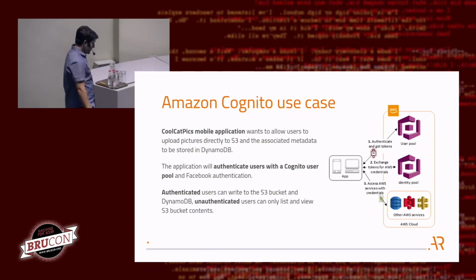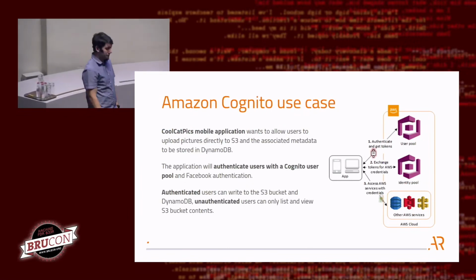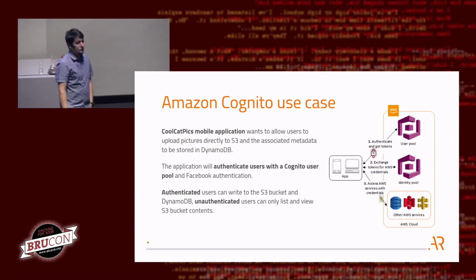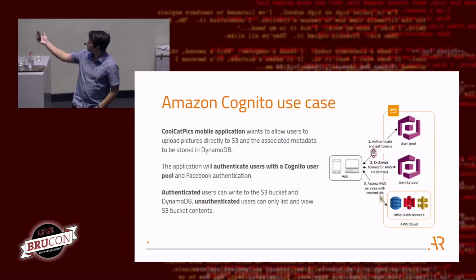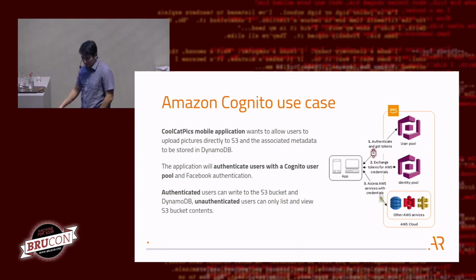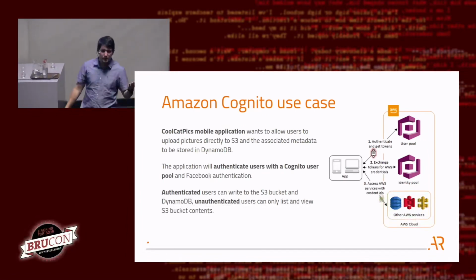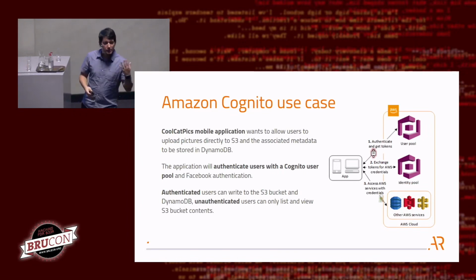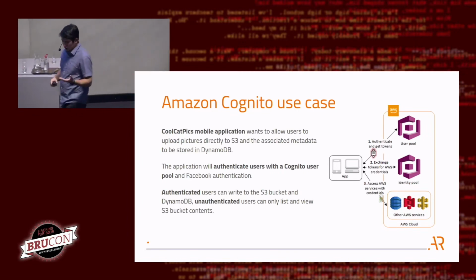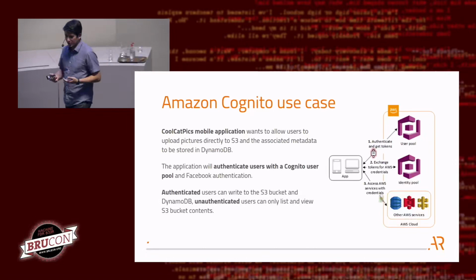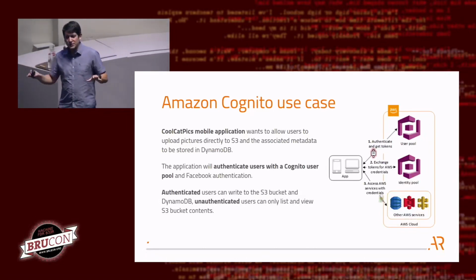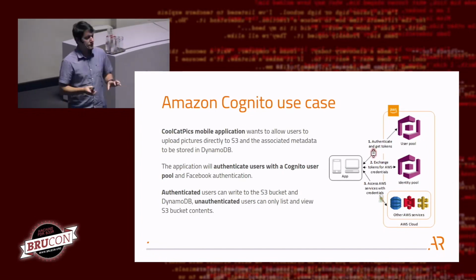Okay, so let me explain this with an example. We have an application. That application is called Cool Cat Pics, and it has a mobile device application and a web application. The mobile application is going to use Cognito and also the web application. So the developer wants to create a very simple experience for the users.